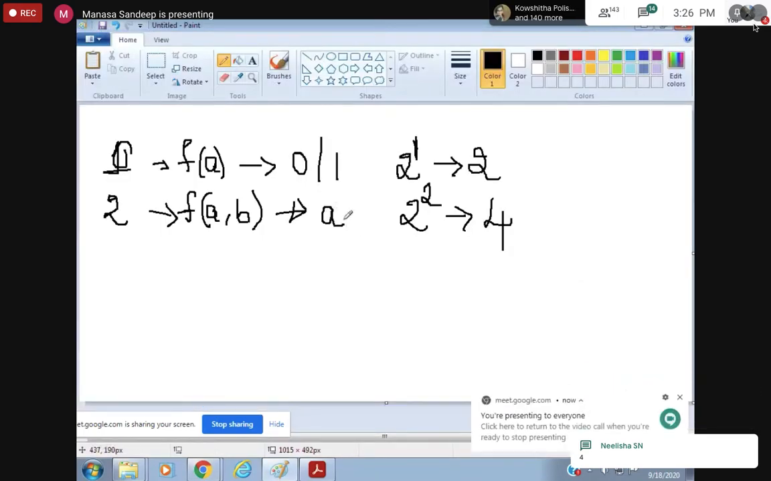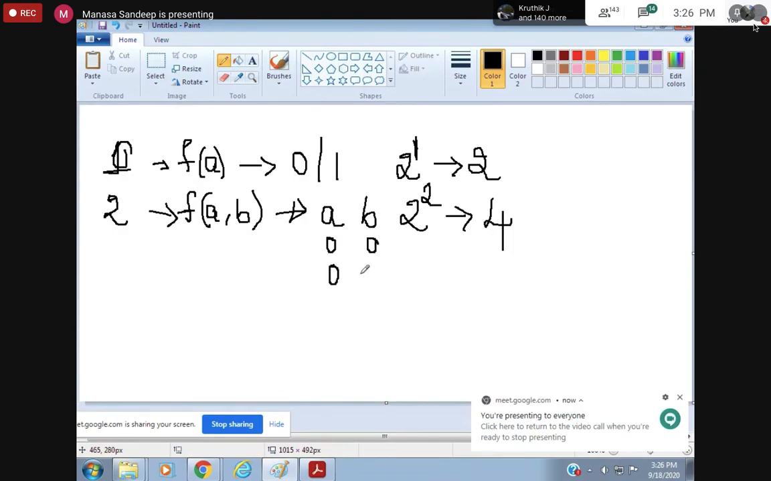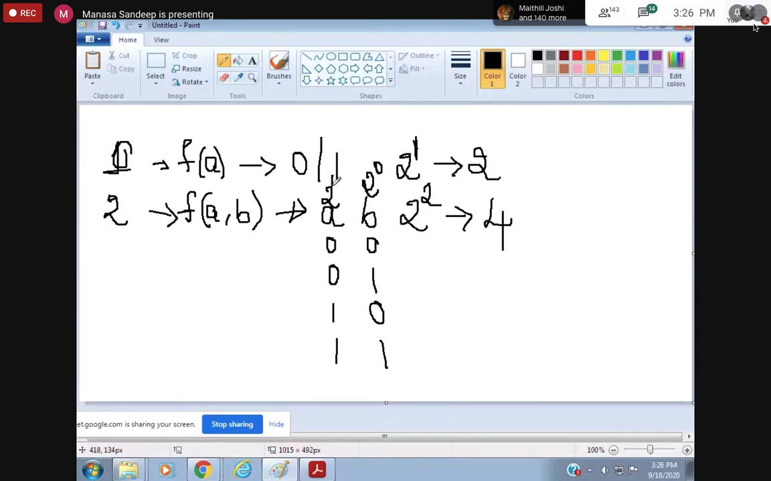When you write A, B here, A can be 0, B can be 0. A can be 0, B can be 1. A can be 1, B can be 0, and this can be 1. For the people who know this well and good, this bit you're going to represent as 2 power 0. This bit you're going to represent as 2 power 1.